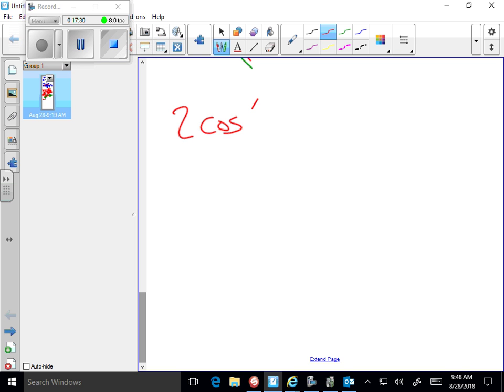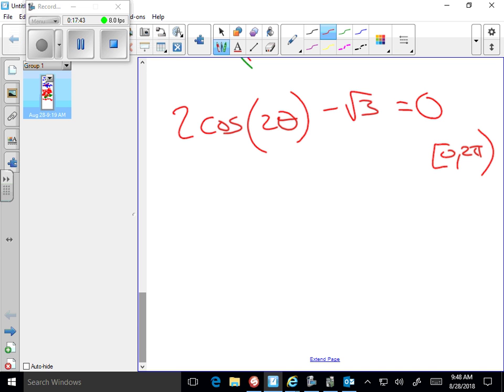2 cosine 2 theta minus root 3 equals 0. Remember, first we're doing 0 to 2 pi. Please don't reach for a double angle formula here. You'll only be sad.